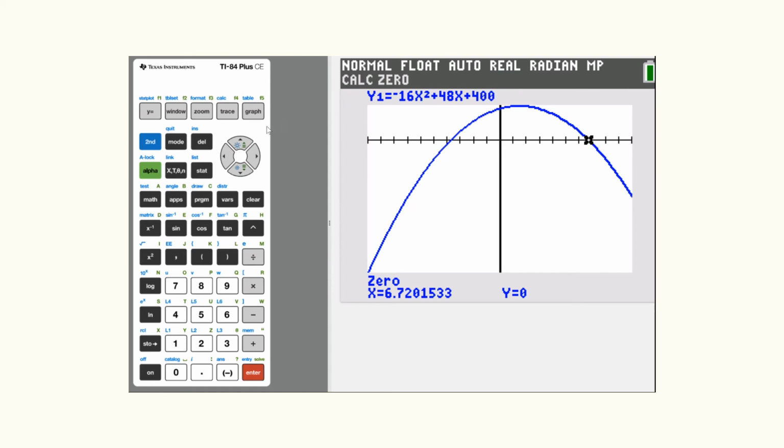All right, so we graphed it, we used the calc feature, and Shazam, with the calc feature and picking the option to find the zero, we estimate the left bound, the right bound. It asks us to guess, why not? And there we go, 6.7 seconds. Pretty cool, huh?